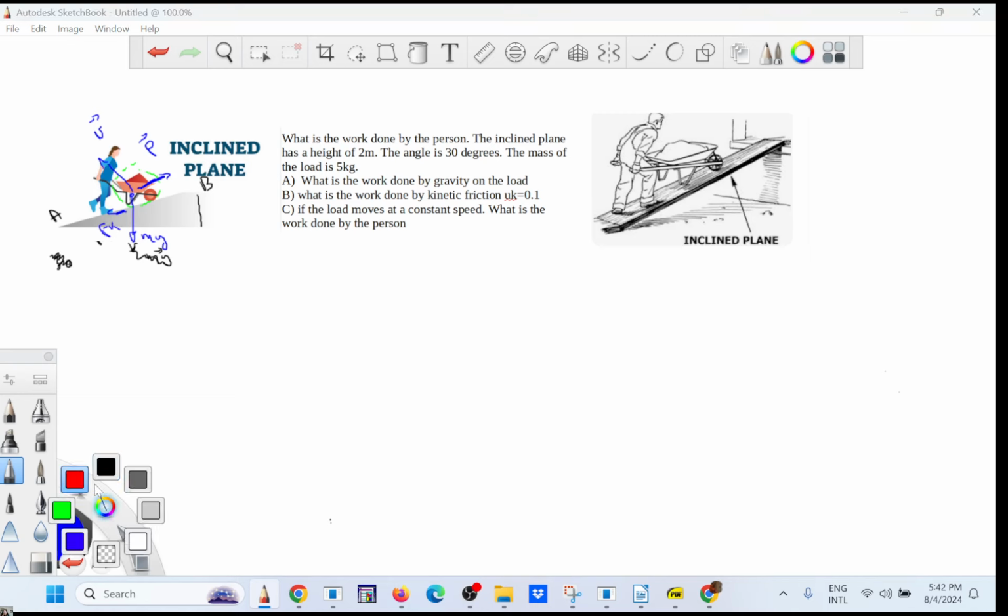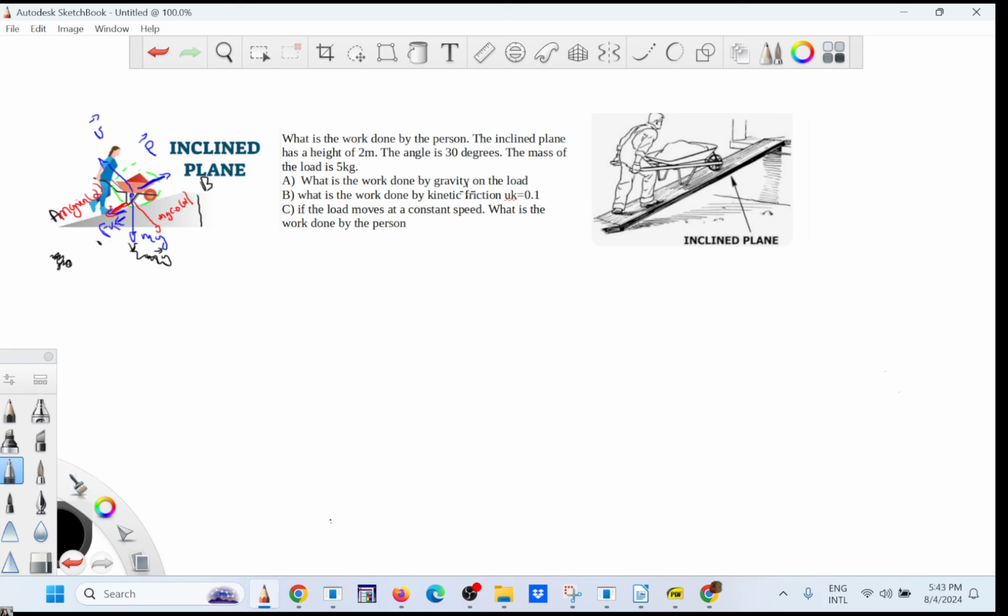So you see the weight has two components. One component, as usual, is mg cosine, which is always equal to the normal force. In this case, this force is parallel, and you have a component here which is always mg sine. So it's always mg cosine, mg sine, and here you have kinetic friction.